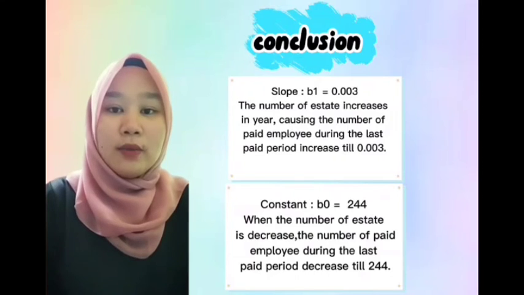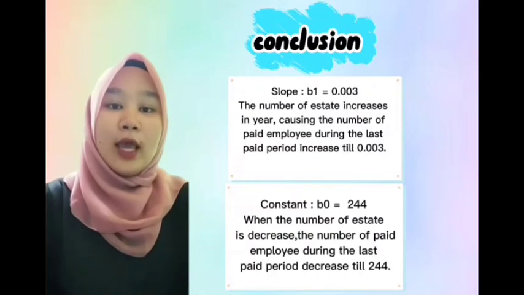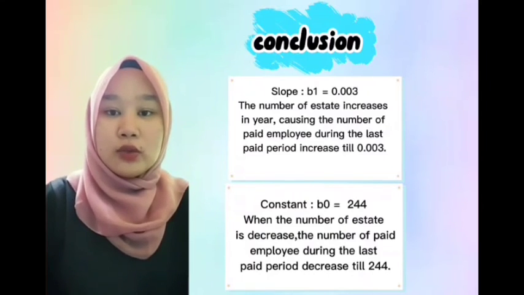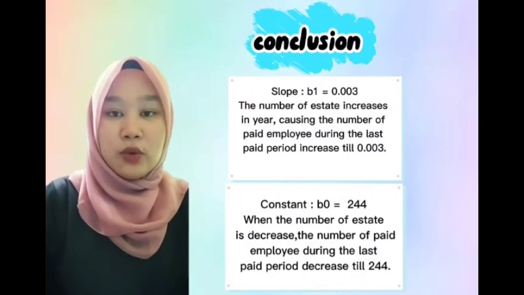That means as the number of estates increases, the number of paid employees during the last pay period increases by 0.003. And the constant equals 244, which means when the number of estates decreases, the number of paid employees during the last pay period decreases to 244. I think that's all from us.